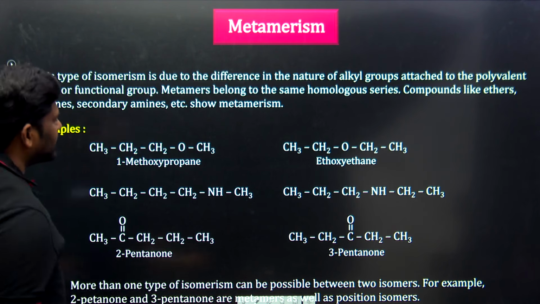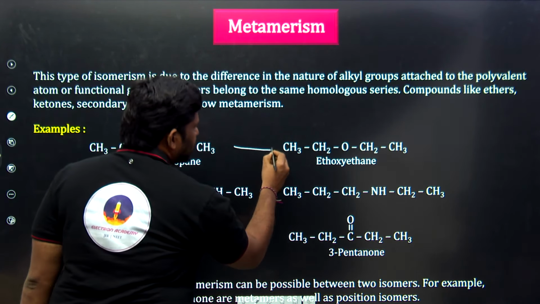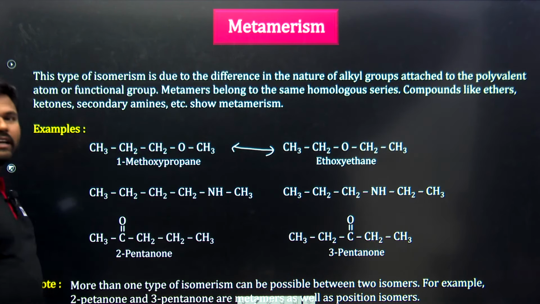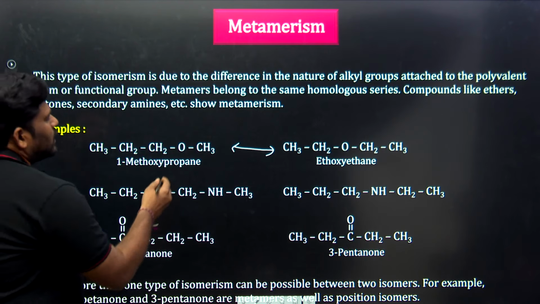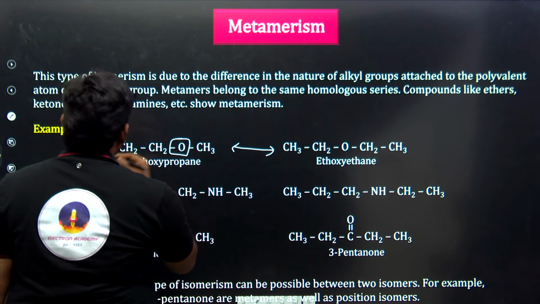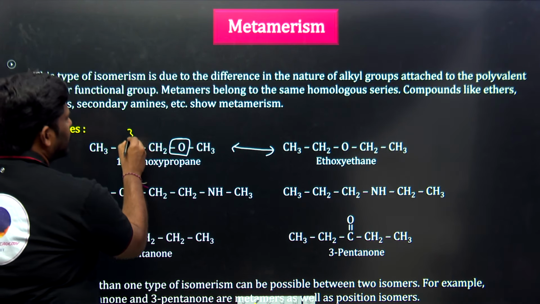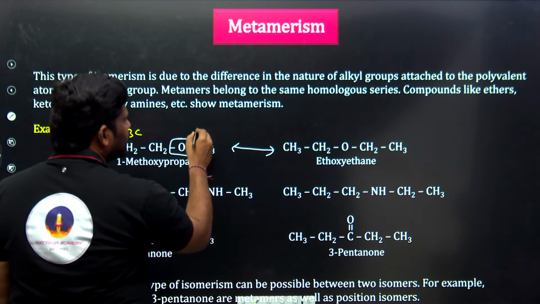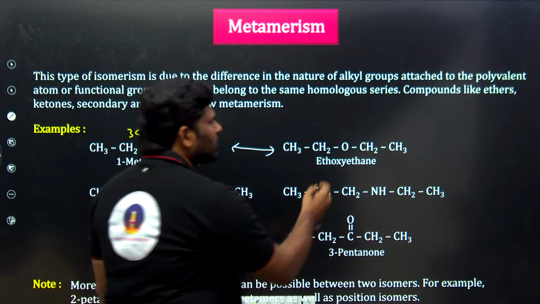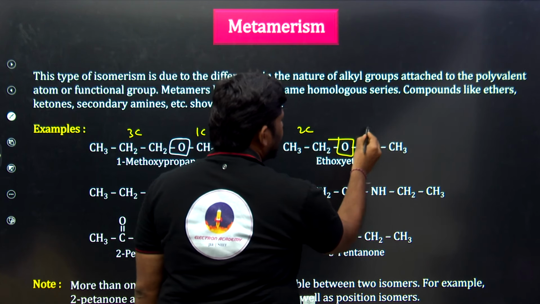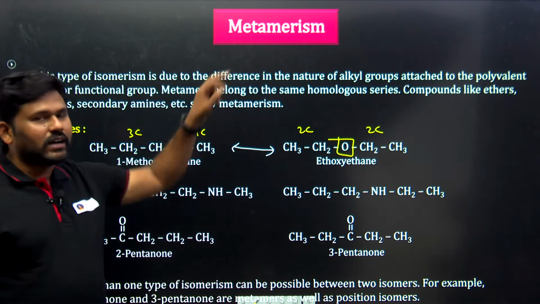For example, this is an ether and this is also an ether, both are ethers. Molecular formula is same. But if you check here, this is the oxygen in the middle. Oxygen left side 3 carbons we have, right side 1 carbon. Now come to this example, left side 2 carbon skeleton, right side 2 carbon skeleton. So these two are collectively called metamerism.